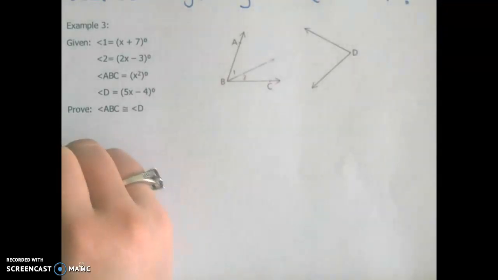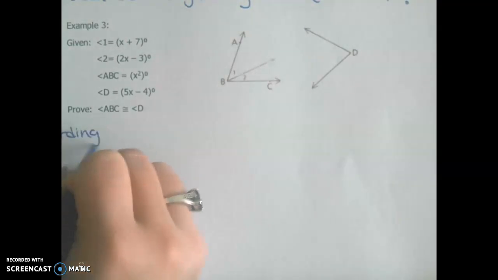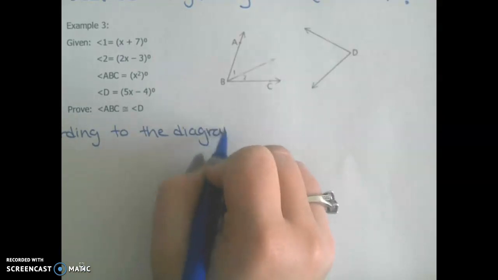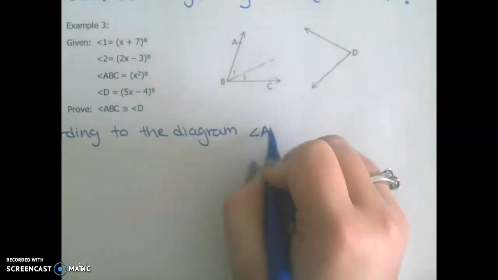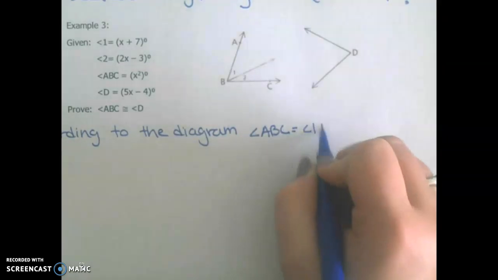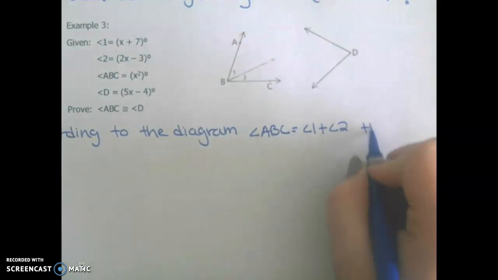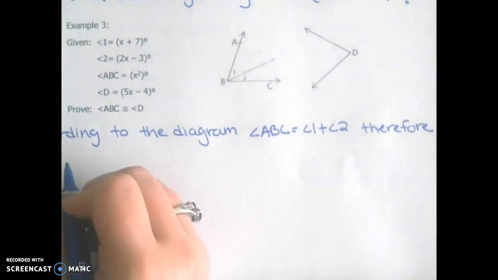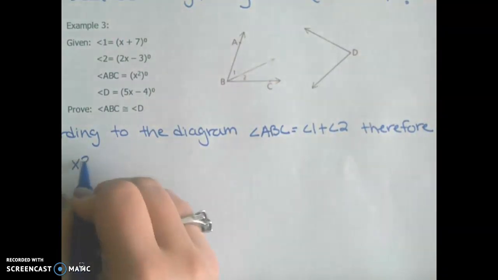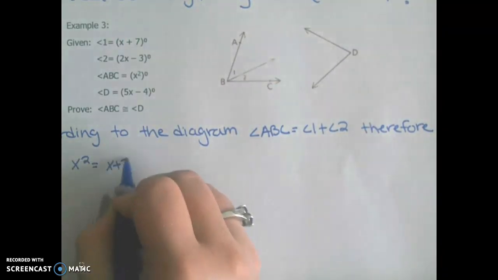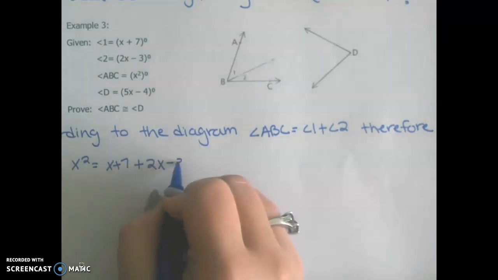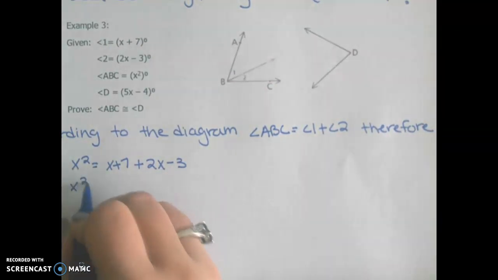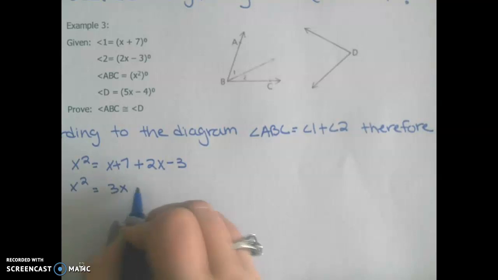So according to the diagram, I can conclude that angle ABC is equal to the sum of angle 1 and angle 2. Therefore, I can say that x squared is equal to x plus 7 plus 2x minus 3. So now I need to solve this equation. So I'm going to combine my like terms on the right side, and I get 3x plus 4.